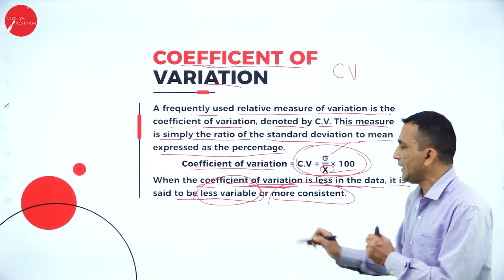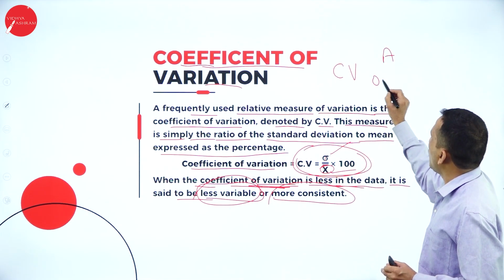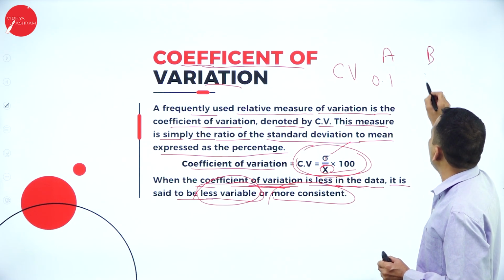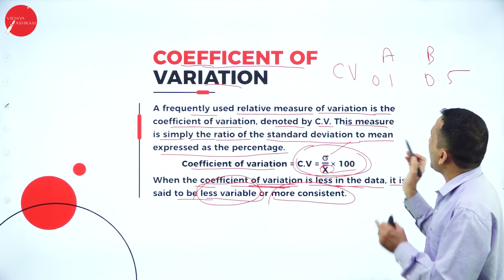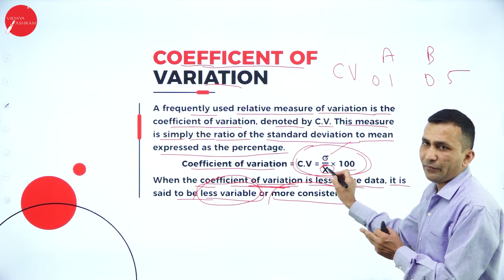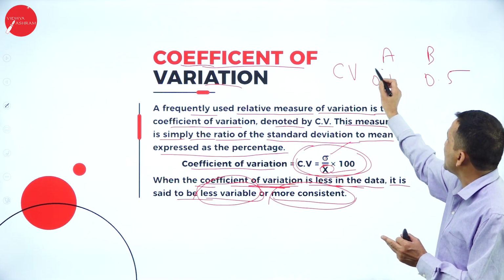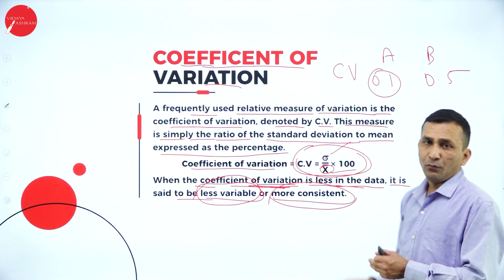After calculating only, we are able to get it. For example, team A is getting 0.1 and team B is getting 0.5. Who is better? For that, I look at the x bar value. Now, who is more consistent? I can say whoever is getting the lower value is the more consistent.